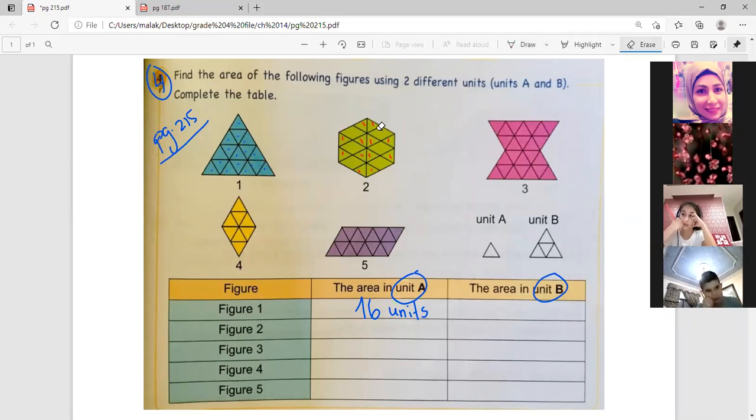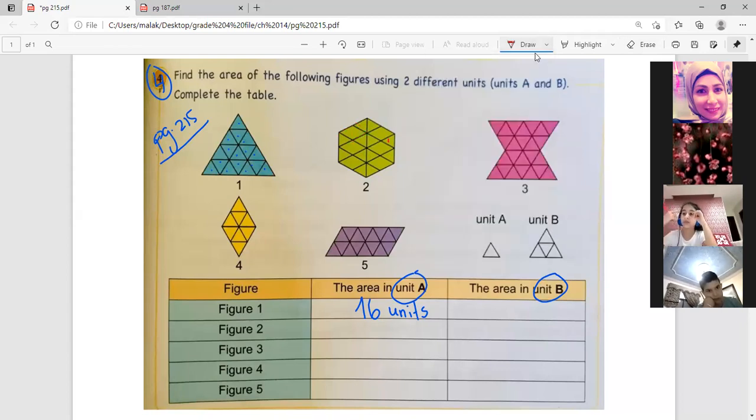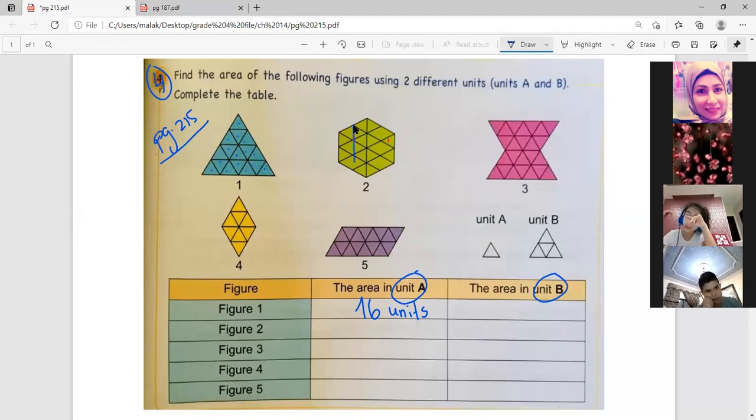What shall I do, Reem? You have to put a line between them. Bravo, we have to put a line. I will divide this shape into two triangles, meaning two units. I didn't put a line in the big ones that are not triangles, so I counted them twice. Okay, so I will draw here a line and here I will draw a line. Now count them, Malak. How many triangles do we have now? All of them form a shape like unit A.